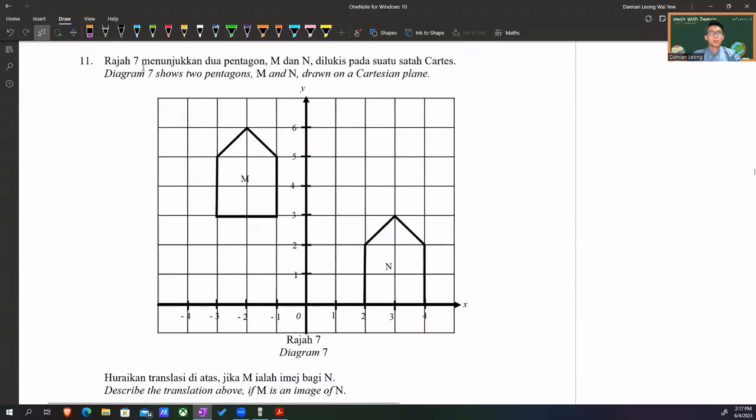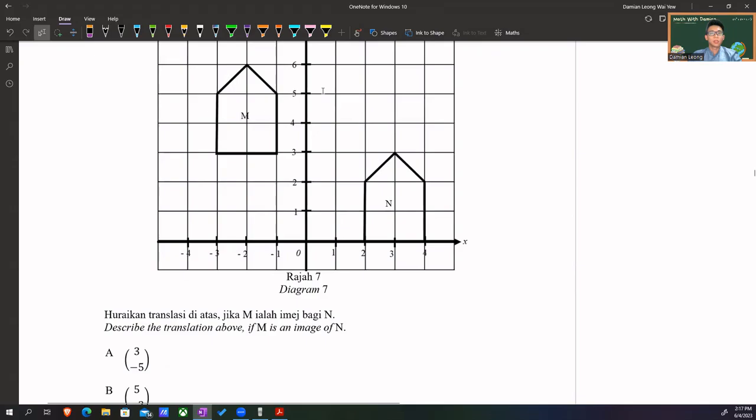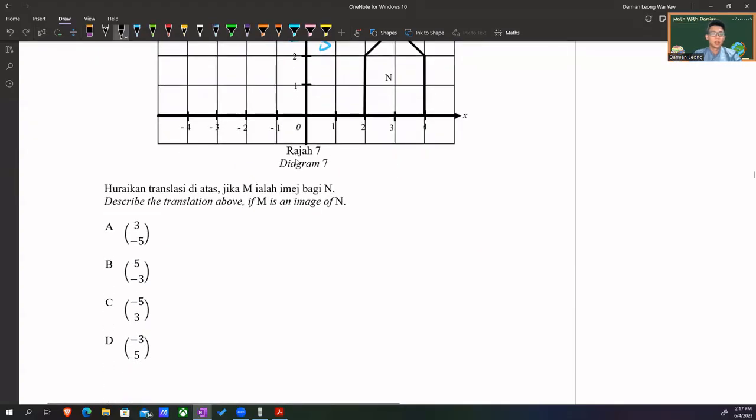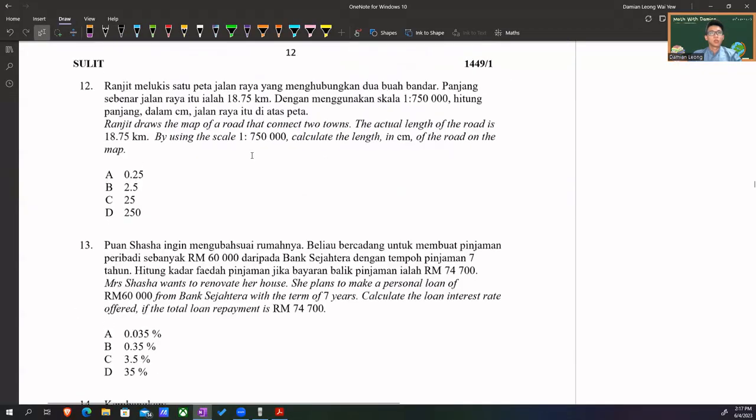Then question 11. Diagram 7 shows two pentagons, M and N, drawn on the Cartesian plane. Describe the translation where M is an image of N. M is the image of N means from N to M. So I see how I go. Horizontally, 1, 2, 3, 4, 5. 5 to the left means -5. And then 1, 2, 3. 3 steps up, +3. So it's (-5, 3). Answer C.